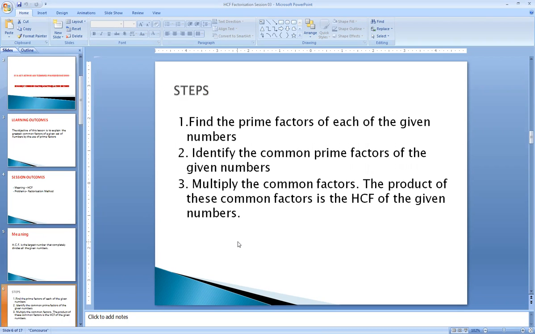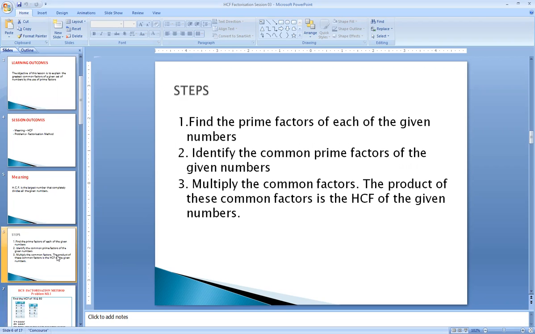And what are the steps to be followed? First we have to find the prime factors of each of the given numbers. Then we identify the common prime factors, and then multiply the common factors. The product of these common factors will become the HCF of the numbers.